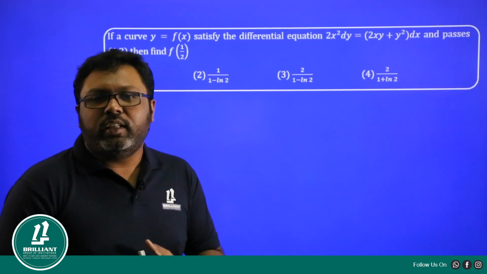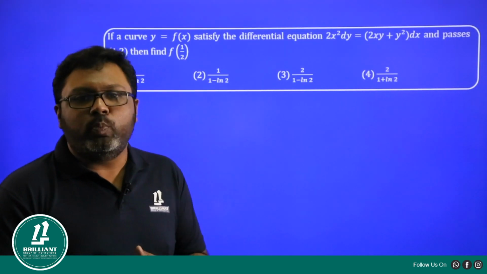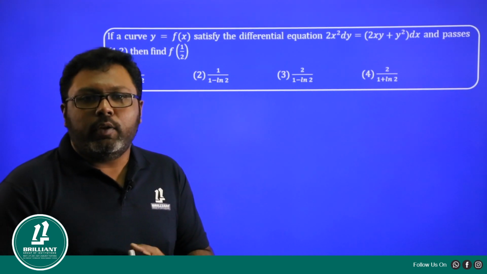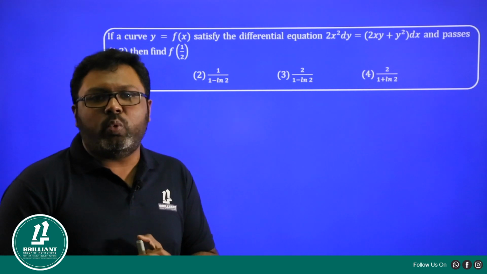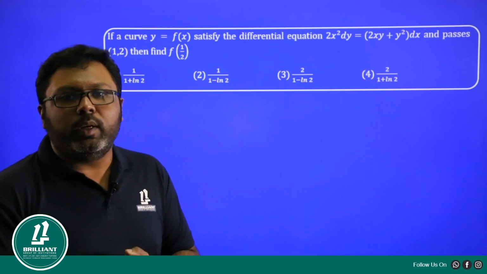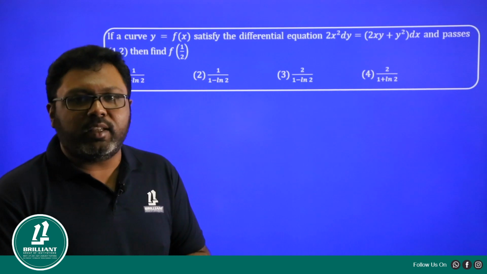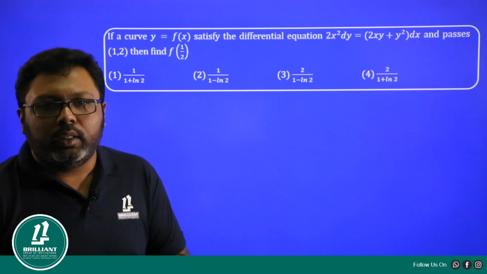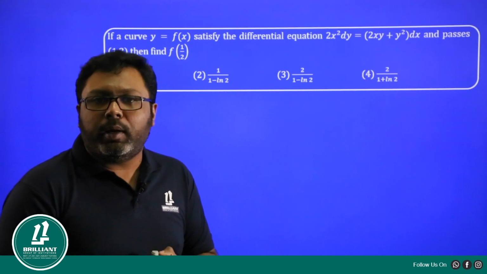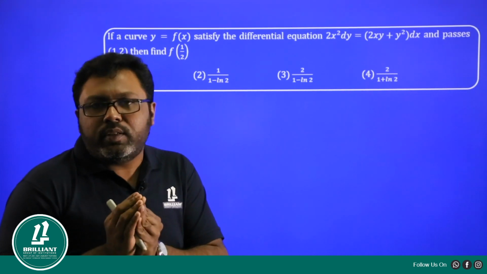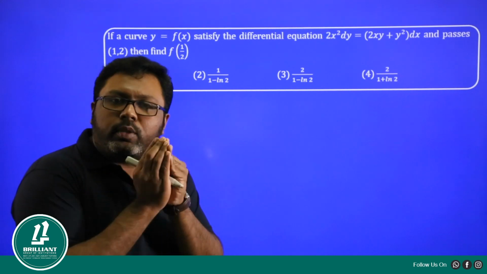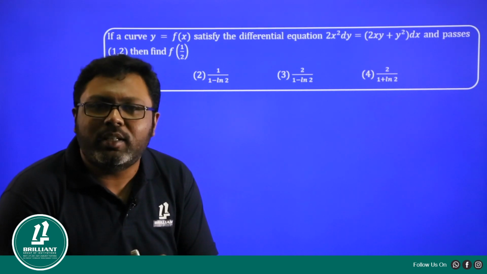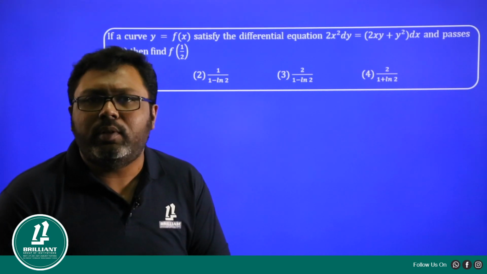The next question is asking you to assume that y is equal to f of x is a curve which satisfies the differential equation 2x squared dy is equal to 2xy plus y squared dx, and it passes through the point (1, 2). They're asking you to find the value of f of 1 by 2. So when a differential equation is given and you're supposed to find the function f of x, how are you supposed to do it? It's a differential equation chapter question.